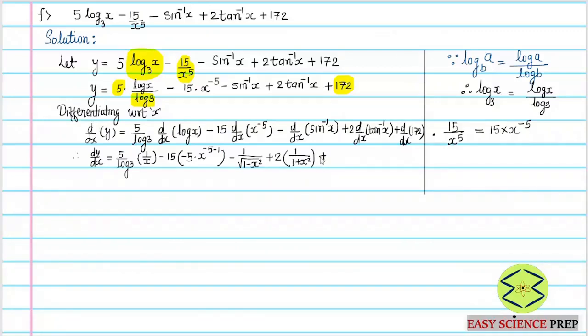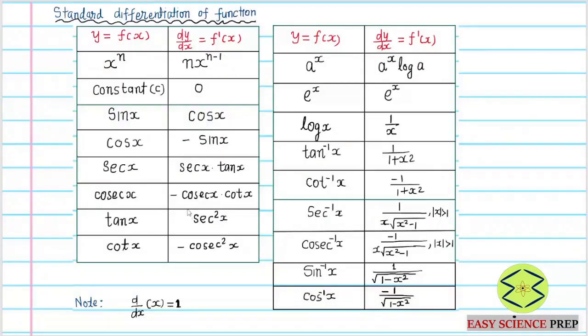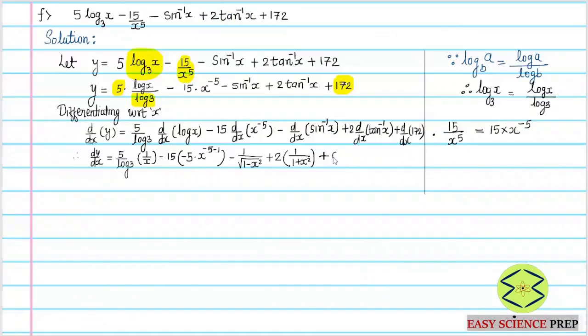And now the last term is the derivative of 172. So 172 is a constant. By this time you must be remembering the derivative of a constant is 0. Now let me simplify this whole thing. Therefore dy by dx would be 5x log 3, 15 5s are 75, minus multiplied by minus is plus 75 times x raised to minus 6, minus 1 by square root of 1 minus x square, and the last term is 2 divided by 1 plus x square.